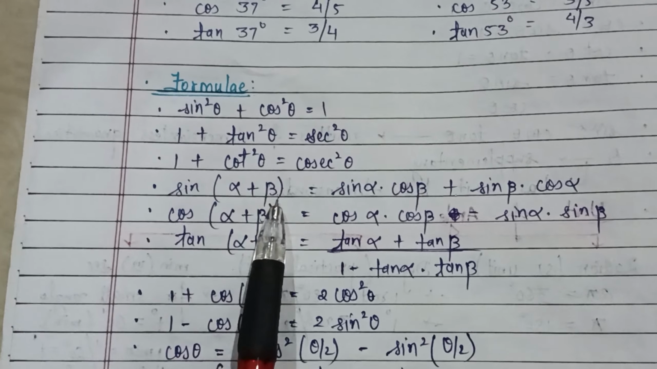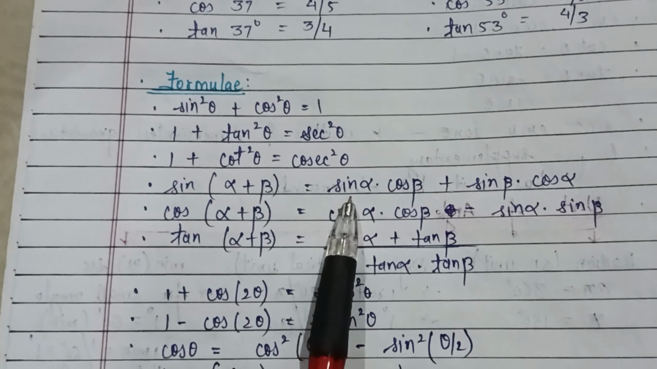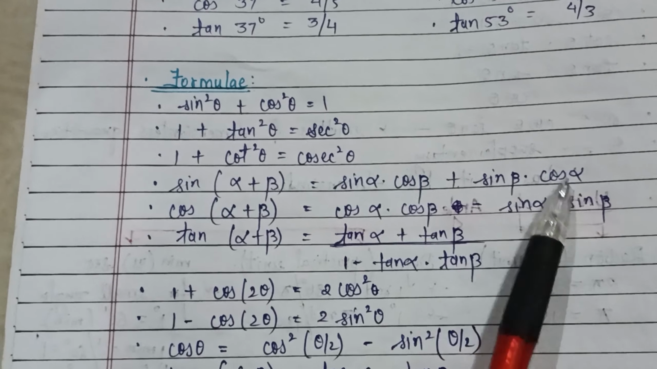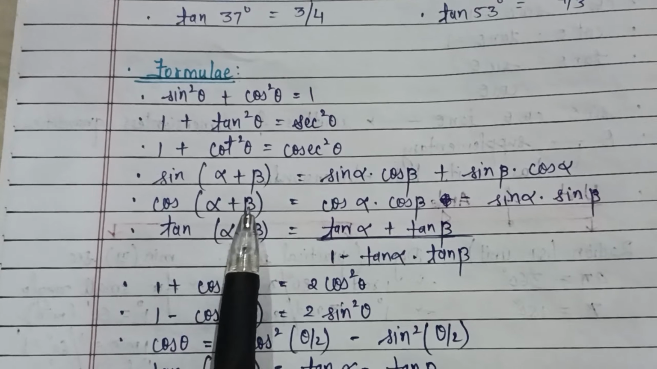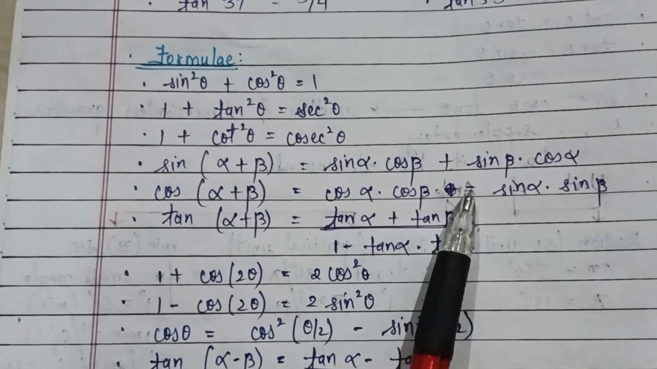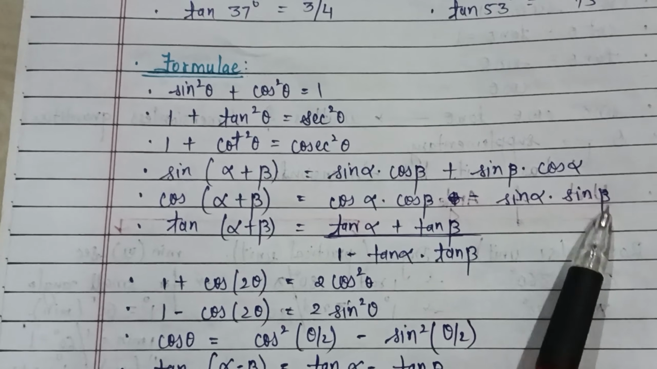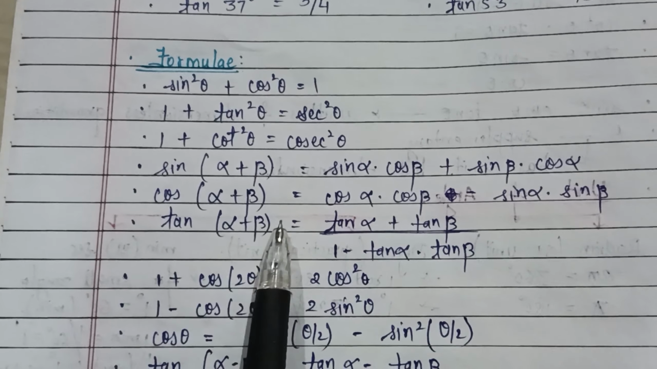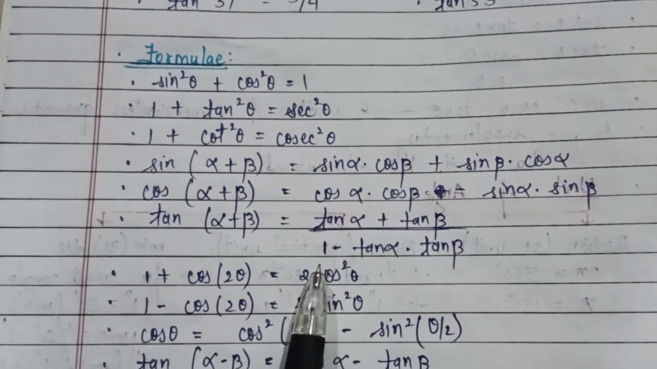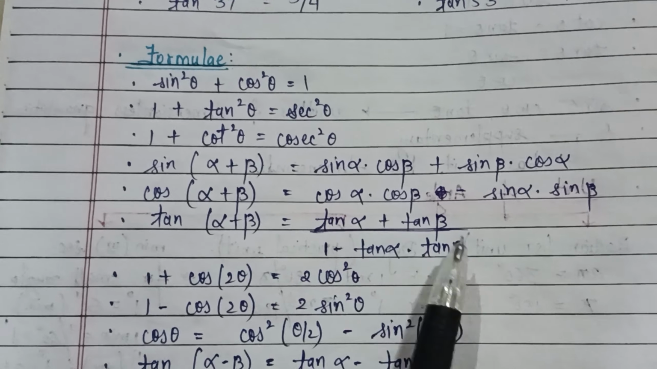Sin of alpha plus beta is equal to sin alpha dot cos beta plus sin beta dot cos alpha. Cos of alpha plus beta is equal to cos alpha dot cos beta minus sin alpha dot sin beta. Tan of alpha plus beta is equal to tan alpha plus tan beta upon 1 minus tan alpha dot tan beta.